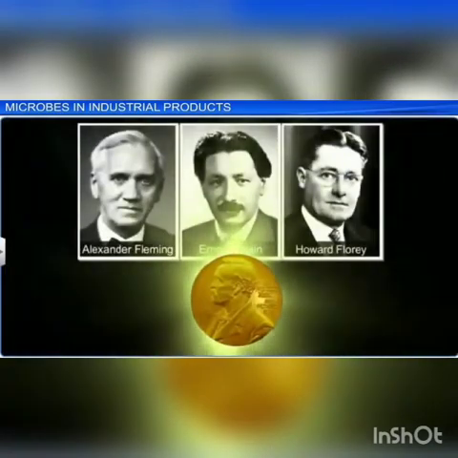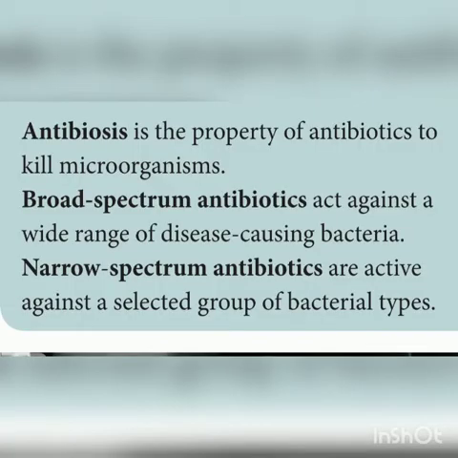Antibiosis. What is antibiosis? It is a property of antibiotics to kill microorganisms. Antibiotics are of two types: broad spectrum antibiotics and narrow spectrum antibiotics. Broad means it acts against a wide range of disease-causing bacteria. Narrow means these are active against a selected group of bacterial types.